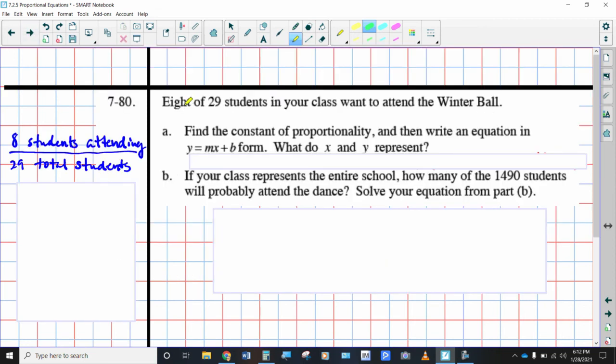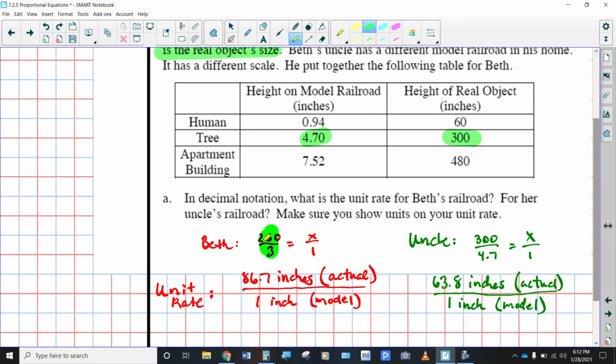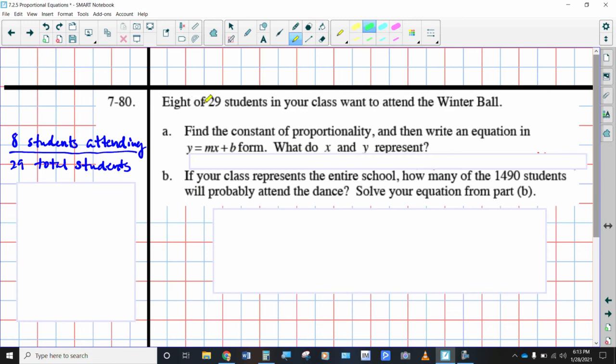So, yeah, I guess we're done with that. So basically, this is just another way of looking at a situation. To find unit rate, you do the division, right? This divided by that gives you the unit rate. This divided by that gives you the unit rate. And so in this case, I don't really like this problem very much because I don't like the fact that our unit rate is inches per inch. It just seems weird, but that's what it is. Let's move on. All right, 8 out of 29 students in your class want to attend the Winter Ball.